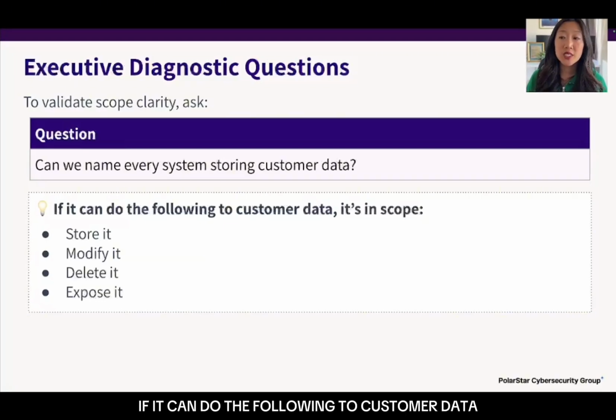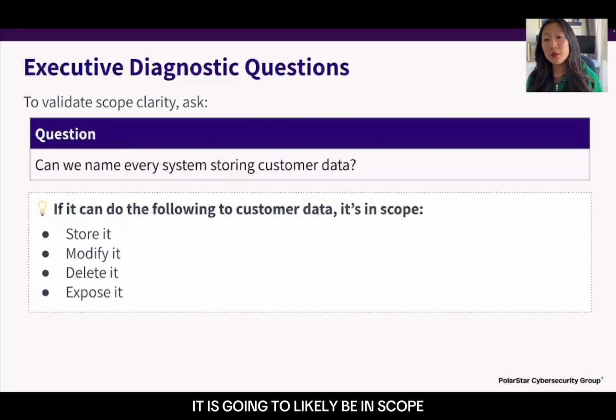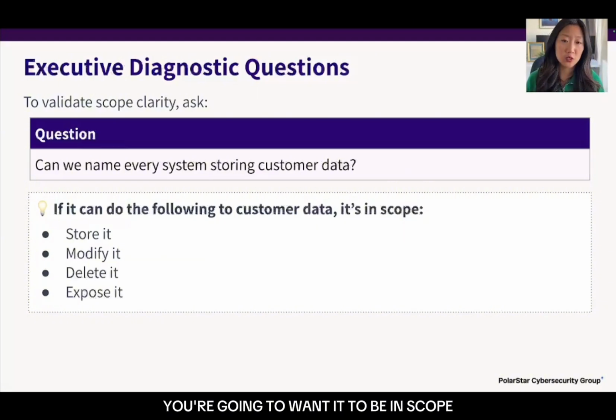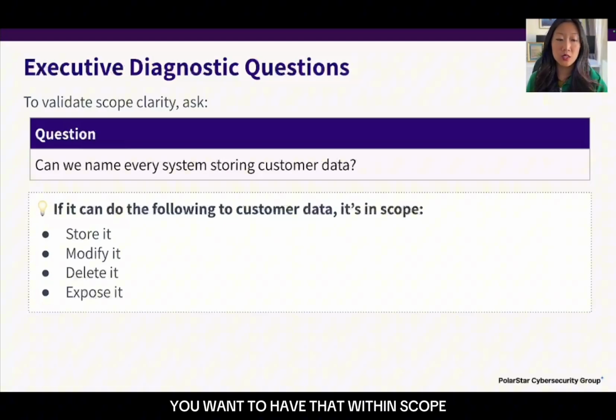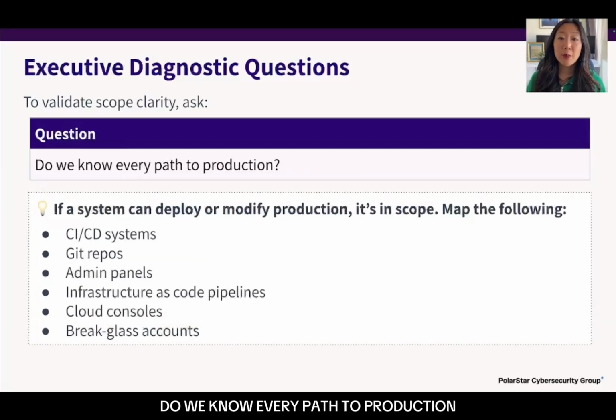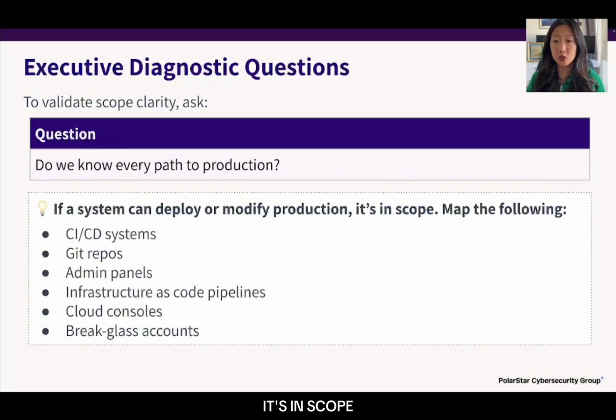So the first question, can we name every system storing customer data? If it can do the following to customer data, it is going to likely be in scope. You're going to want it to be in scope. If it can store it, if it can modify it, if it can delete it, or if it can expose it, you want to have that within scope.